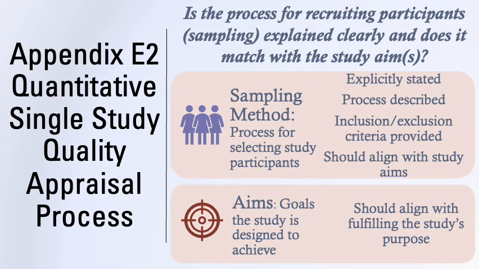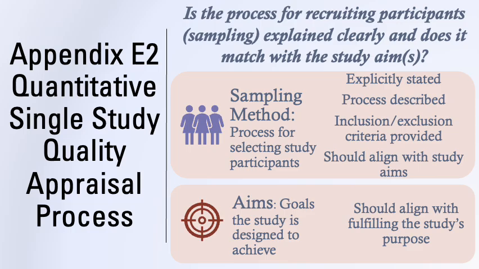The third quality appraisal question for the methods section of a quantitative study asks, is the process for recruiting participants, sampling, explained clearly, and does it match with the study aim or aims? We discussed sampling in detail in Module 2. You should recall that sampling can be random, convenient, or purposive. The authors of the study should clearly state and describe the sampling method and process that was used, as well as the inclusion and exclusion criteria used to determine participant eligibility.